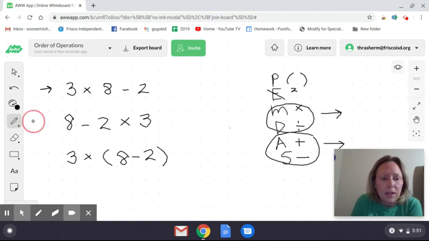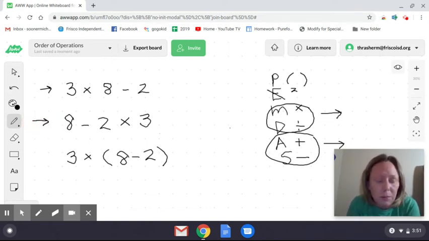Now, looking at this problem, the second one, I see subtraction and multiplication. And if I'm going left to right in the order of PEMDAS, there's no parentheses, there's no exponents. I come to multiplication and division right here. So I would multiply 2 times 3 first, and then I would subtract because that's further down the list on PEMDAS.